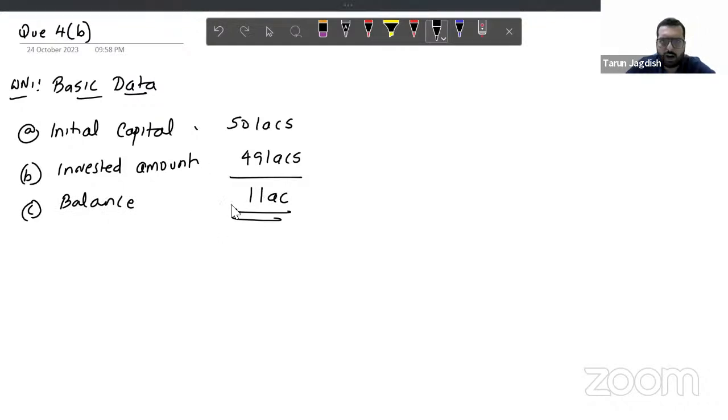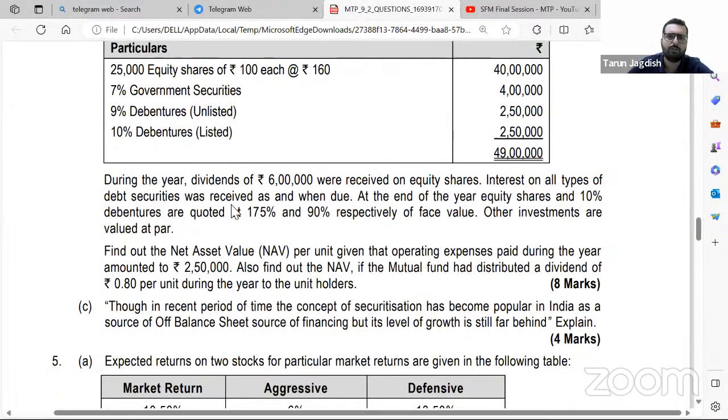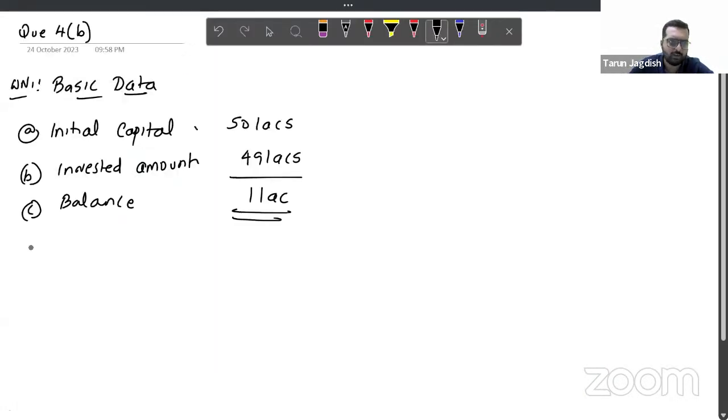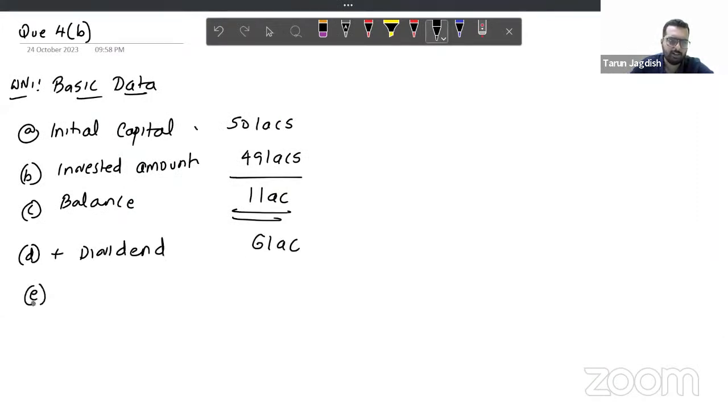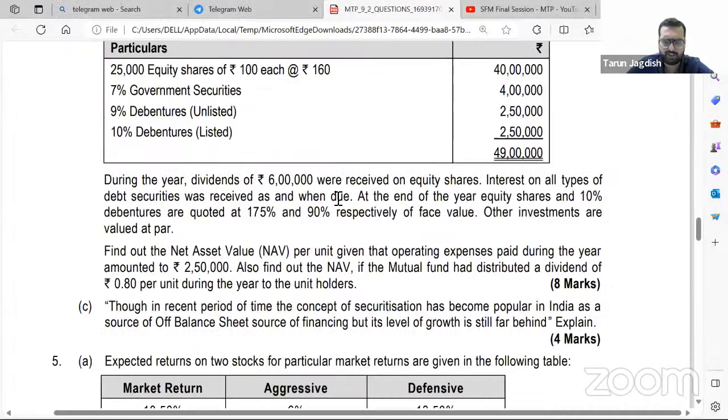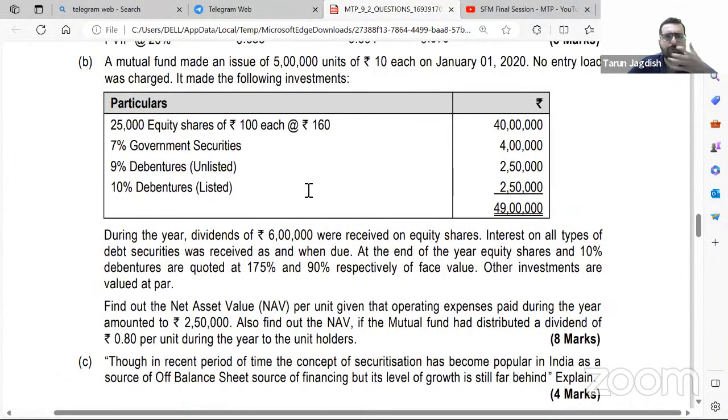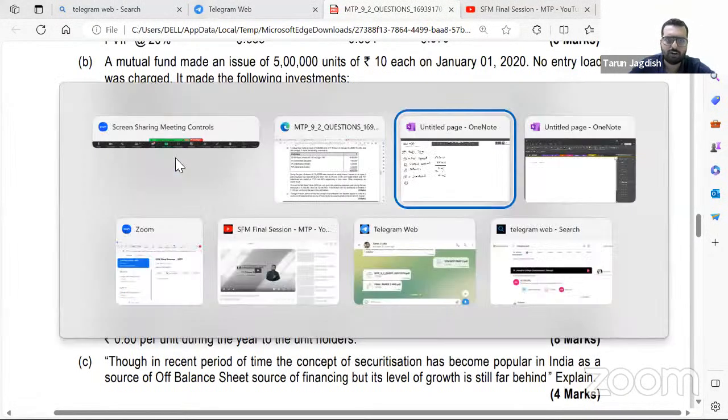Do you get the answer as 1 lakh as the balance cash? Correct? Now, after this down, they have told dividends of 6 lakhs was received. That will again add to the cash. So add dividend. How much is the dividend that they are having? 6 lakhs is the dividend. All right. Next part. Interest on all type of debt securities was received as and when due. So on 4 lakh rupees, 7% they have got 28,000. So interest on government securities.